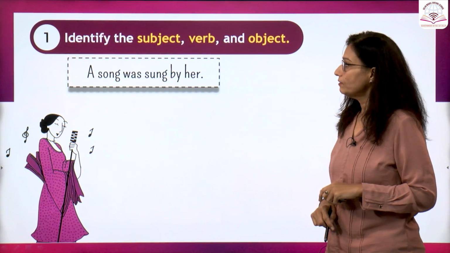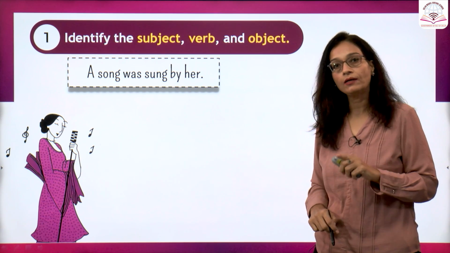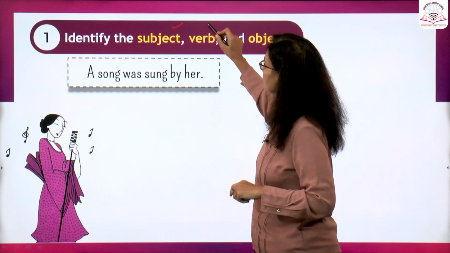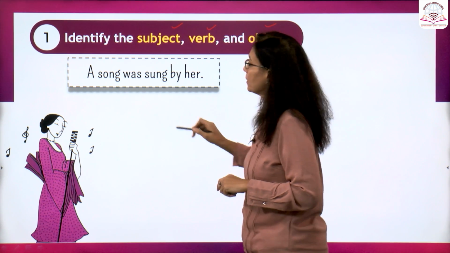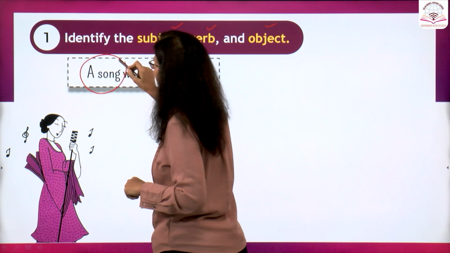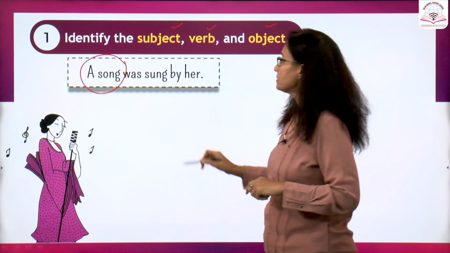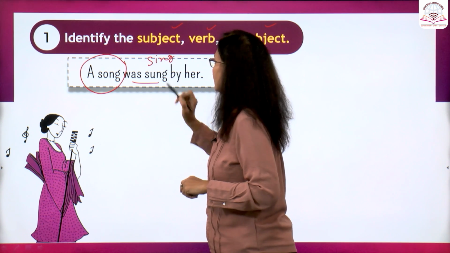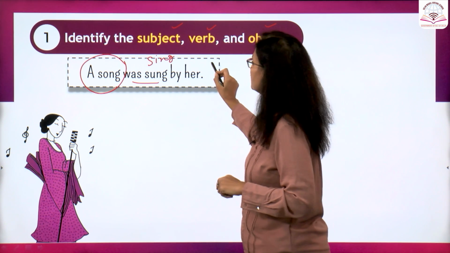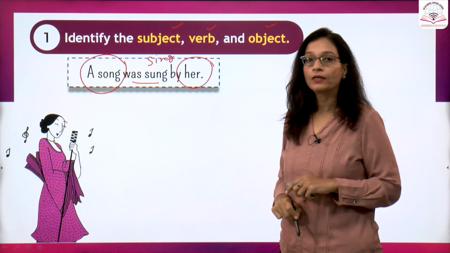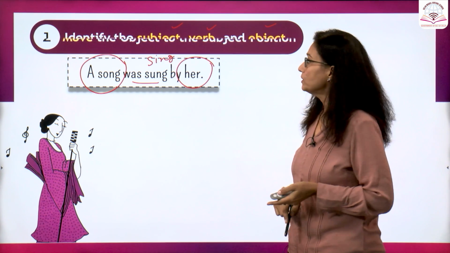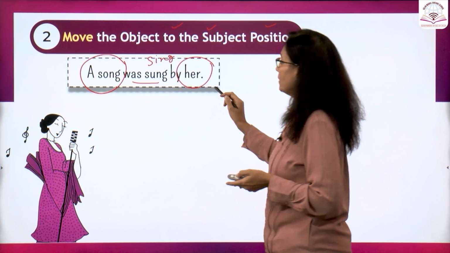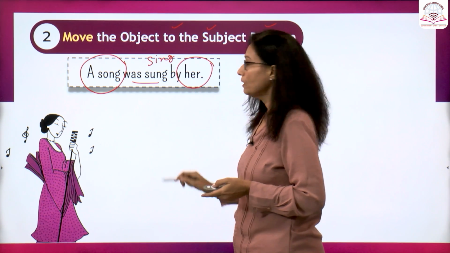So the sentence that we have is a song was sung by her. So first step is identifying the subject, verb and object. So here the subject is a song, the verb is sing. This is the base form of sung. And the object is her. Now we are going to interchange. So the second step would be move the object to the subject position. When we move her to the subject position, it will become she.